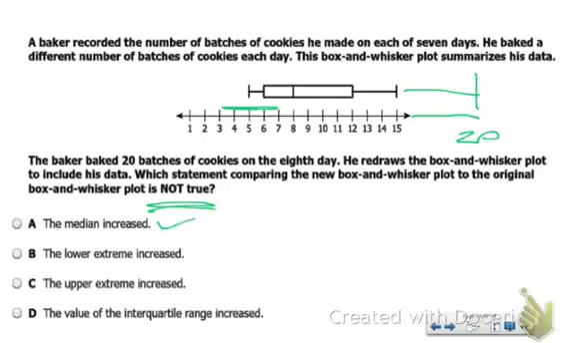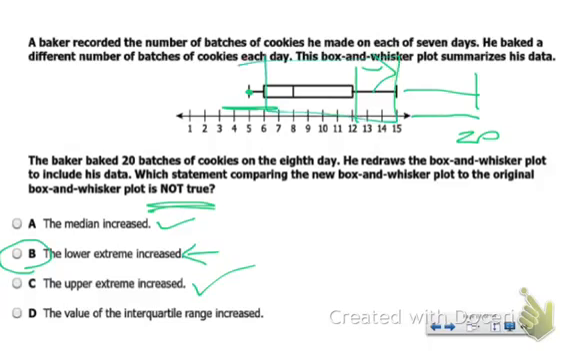So the median increased, yes. The lower extreme increased, no, that can't be true. Just by adding something to the maximum isn't going to change the lowest number of cookies that he baked. So I'm going to say B, but let's just make sure. Upper extreme increased, yeah, that makes sense that this would shift up. And the value of the interquartile range increased. That also makes sense, because if that's moving up, you're going to get a bigger number in here.